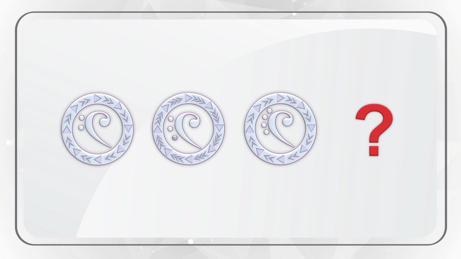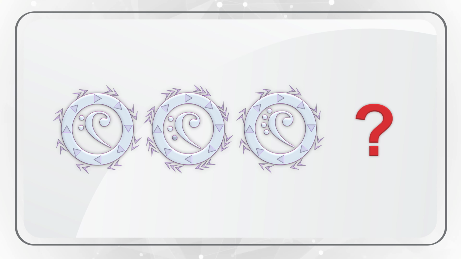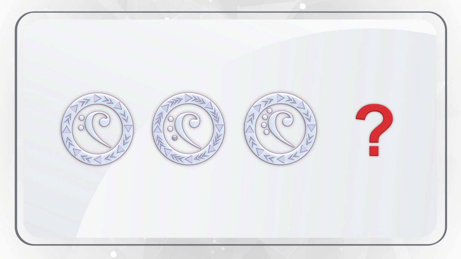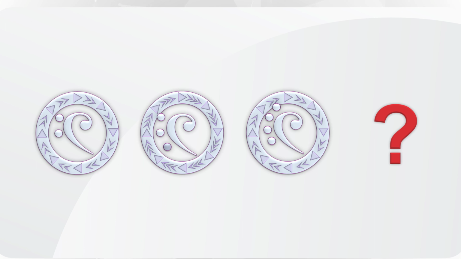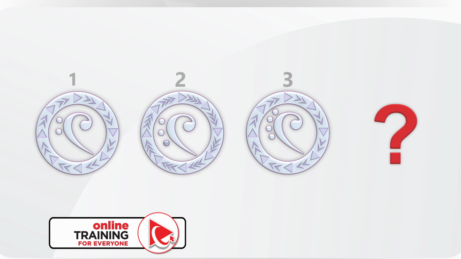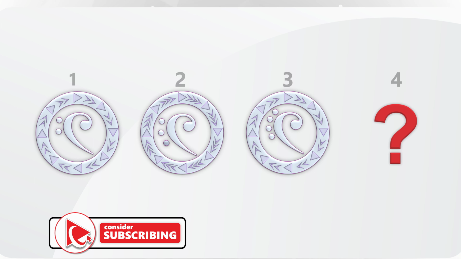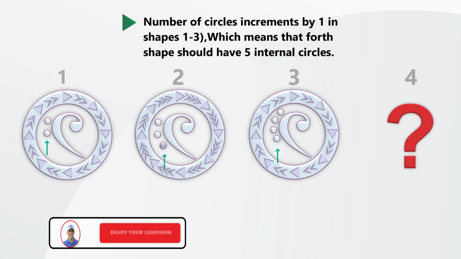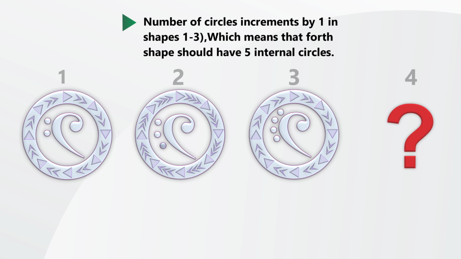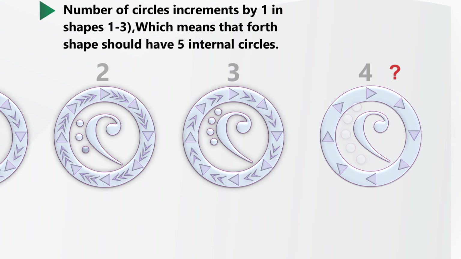If you look closely at the outer circle, it's filled with triangles and those checks, which are moving clockwise. The inner circle also has smaller circles inside. Let's name our items in the original pattern as item 1, item 2, item 3, and the missing item we will name item 4. This will help us to define the pattern. The number of circles increments by 1 in items 1 through 3. For example, item 1 has 2 circles, item 2 has 3 circles, and item 3 has 4 circles, which means that item 4 should have 5 circles.